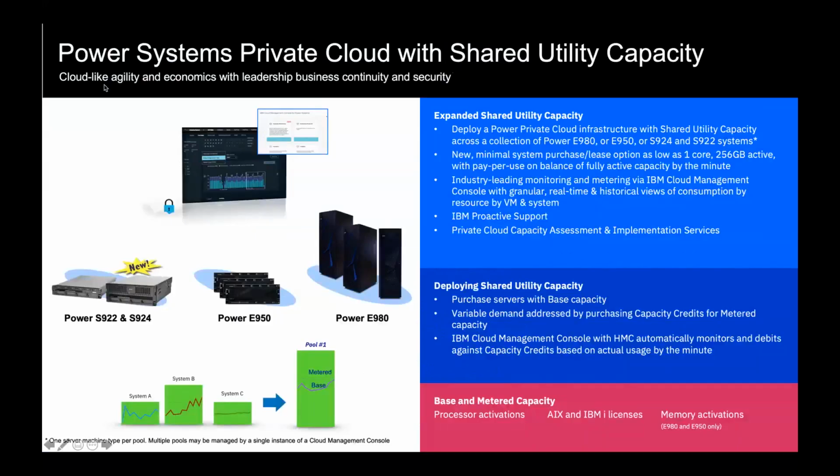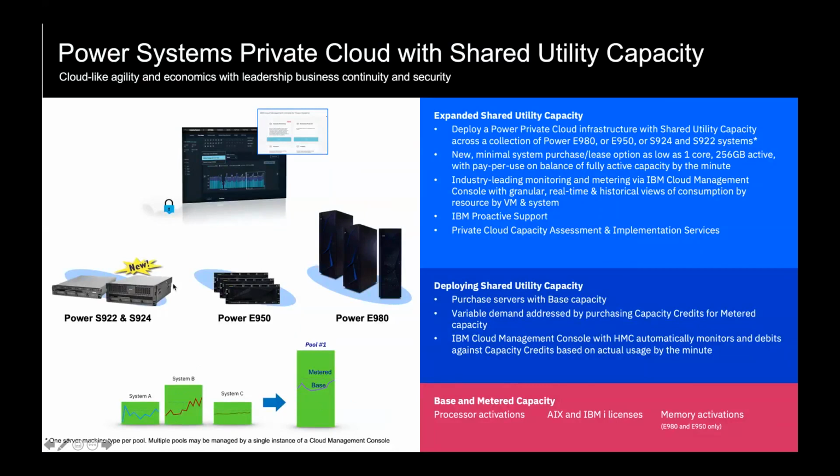This is the offering label. This is the offering name, Power Systems Private Cloud with Shared Utility Capacity, where you might have multiple different machines with different utilization characteristics, and you license them separately. But in fact, when you configure a pool, we only care about how many total base licenses you have across systems and how much CPU you consume across the systems, irrespective of whether you consume more than base licenses in one system or another.